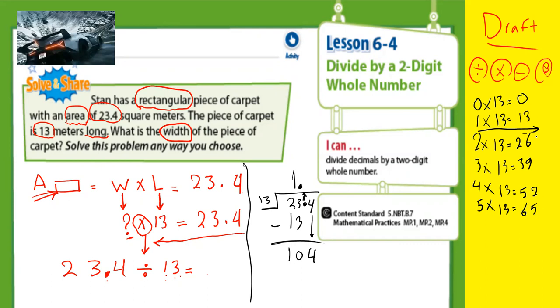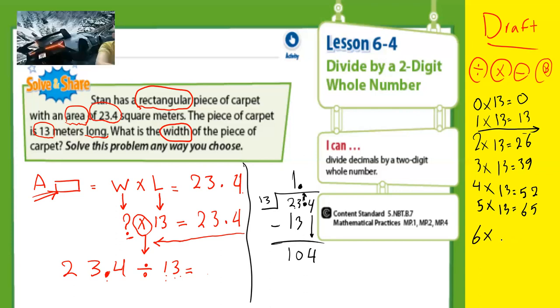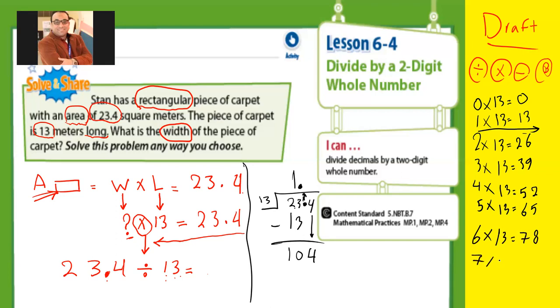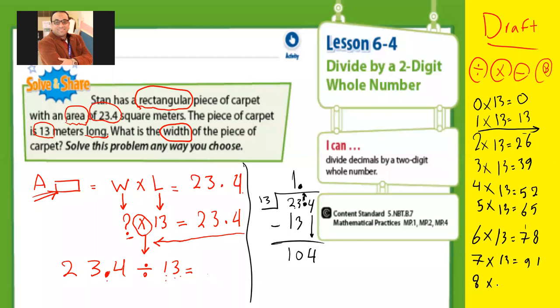We don't have an exact 104. We need to expand the draft more because the highest value here is 65. I was searching for 104, so we will continue expanding our draft. Maybe we get exactly 104 or something close. Let's continue. 6 multiply 13 equals 78. We still need more. 7 by 13 is 91. 8 multiply 13 equals 104. 104 is exactly the amount I'm searching for.